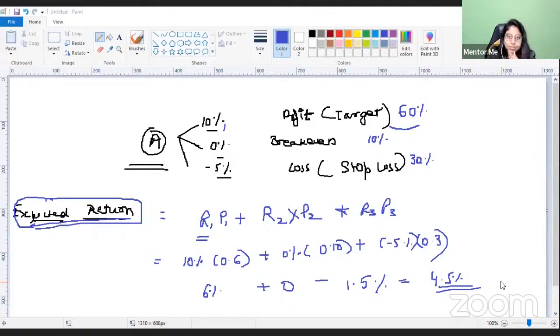The next concept is with respect to variance, which is more related to the risk parameter. Okay, so have you done the variance formula before?